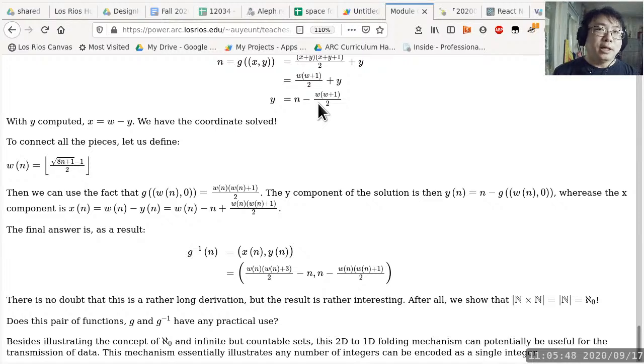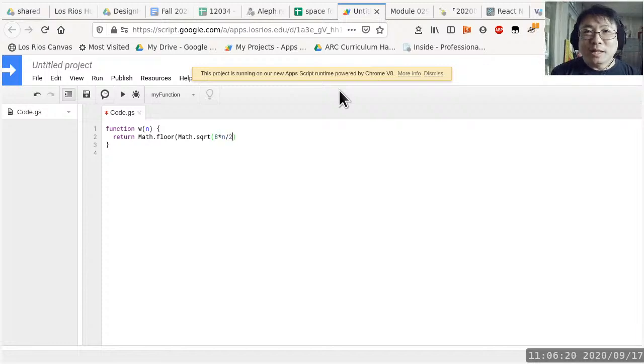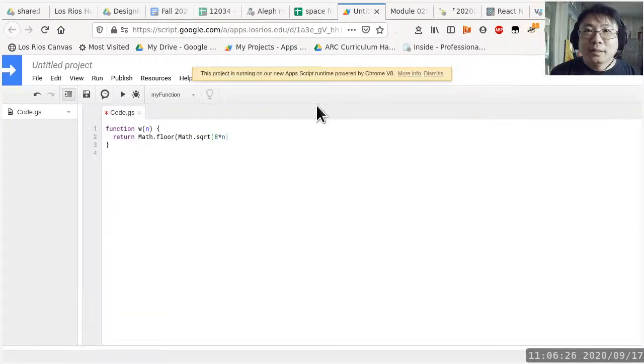Now this is what I'm talking about, knowledge-wise. Even though I derived every single line of this derivation, if you were to ask me what w of n is, I cannot remember it. I can talk about it like two minutes ago, and then I will totally forget about it. So it is 8 times n plus 1 inside the square root. So we have Math.sqrt. What was it again? 8 times n, the whole thing divided by 2, I think. Let me just double check. Okay, 8 times n plus 1. See, my memory is really bad.